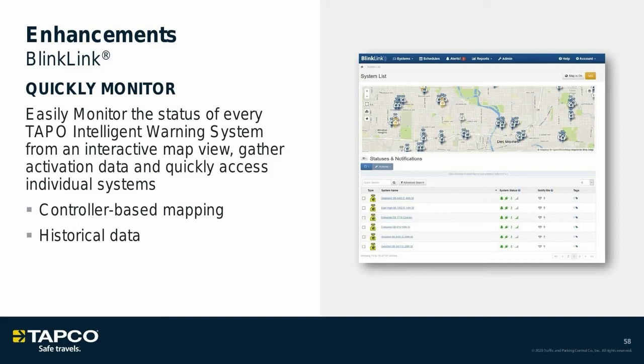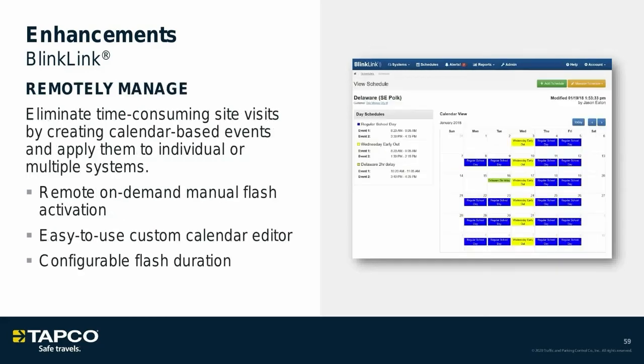So again, it's just a great way to look at the map, show you historical data, show you the status of that system, whether the signal is strong, the battery looks good, the temperature of the cabinet. All of those things are being reflected through the Blink Link. This is the remote managing side of a school zone.